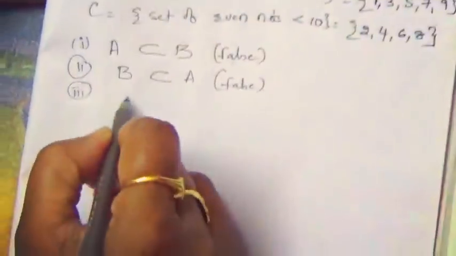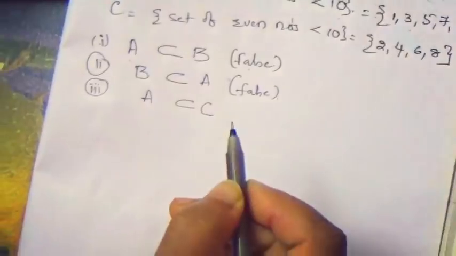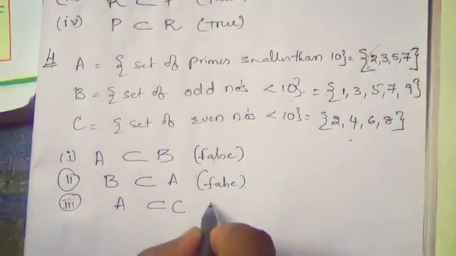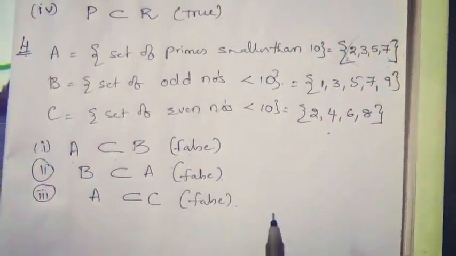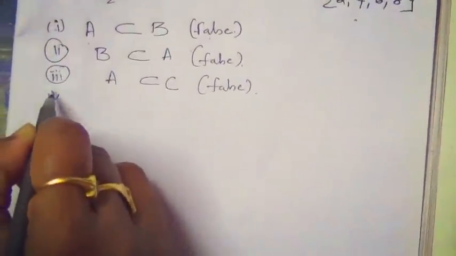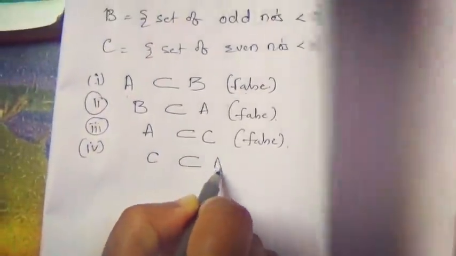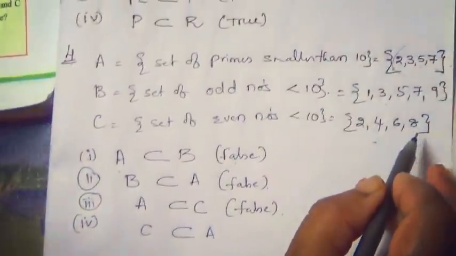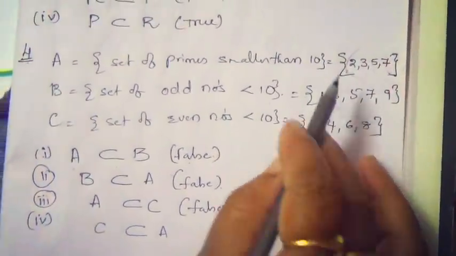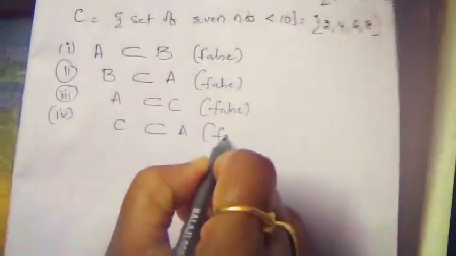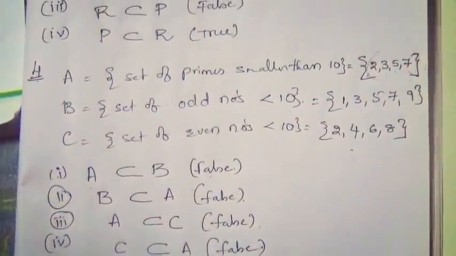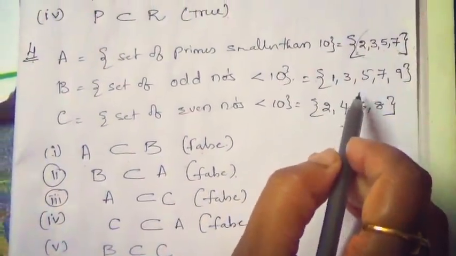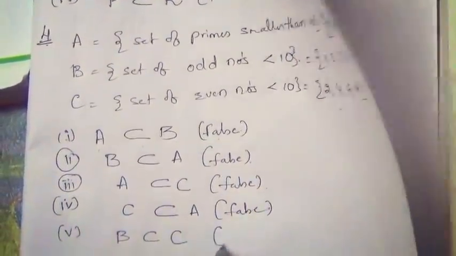Third one, A is a subset of C. Are all the elements of A in C? No. It is also false. So the fourth one, C is a subset of A. In C we have the elements 2, 4, 6, 8. Do all these elements belong to A? No. Again it was false. Fifth one, B is a subset of C. Do all the elements of B belong to C? No. False.